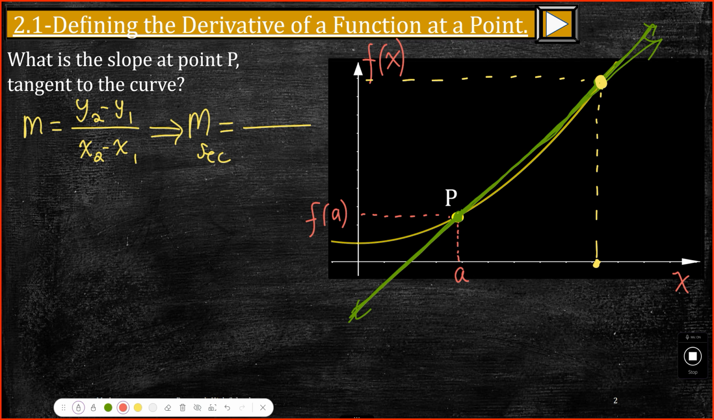So x1, let's call this point 1. Point 1 has an x1 value of A, an input of A. So this is going to be A. And y1, the output y, is f of A. Okay, now what would be x2? This is point 2, and we can call it B, and this would be the output f of B. We could do that, but we can look at it another way.